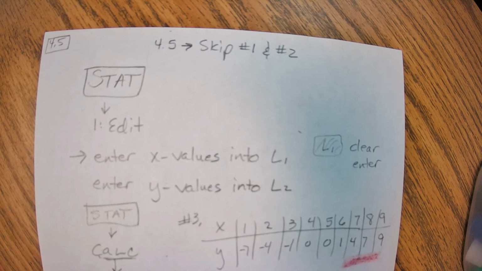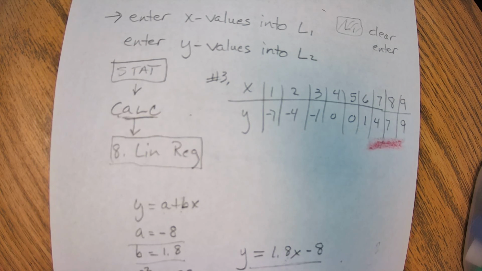So remember, you're going to skip number 1 and 2, and 3 through 5 you're going to do on the graphing calculator. And if you're going to be out in the commons today or tomorrow, I'll make sure that you have one of those graphing calculators to work with. All right, that's it for 4.5.